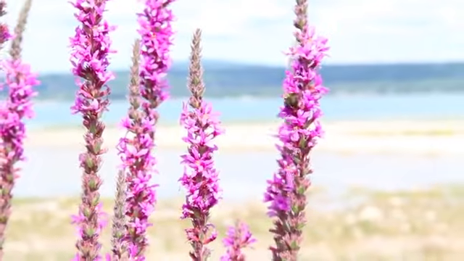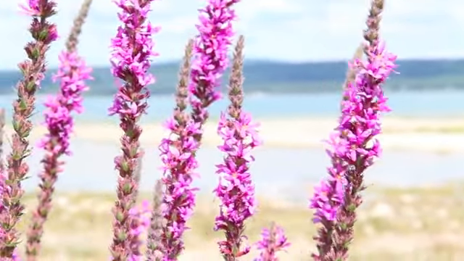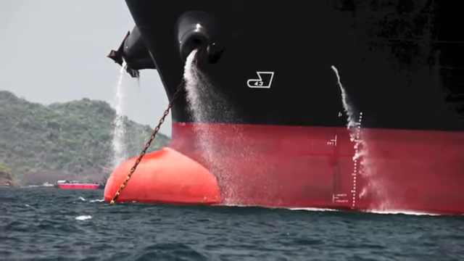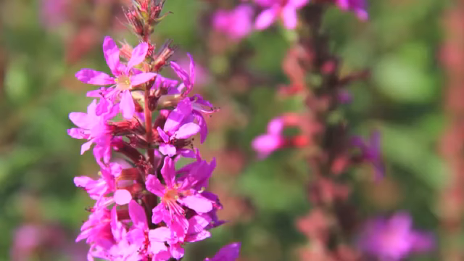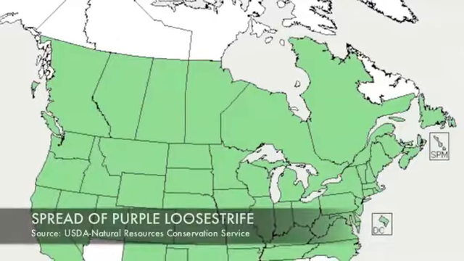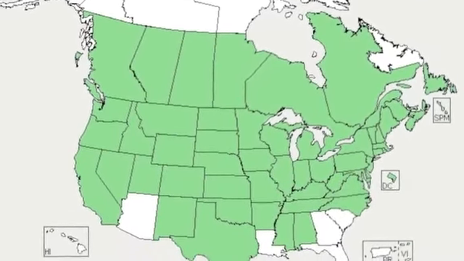Purple loosestrife is a beautiful but aggressive invader that arrived in eastern North America in the early 1800s. It was brought to North America most likely in the ballast of ships, but it was also brought by settlers for their flower gardens and for medicinal uses. Since it was introduced, purple loosestrife has spread across much of the United States and Canada.